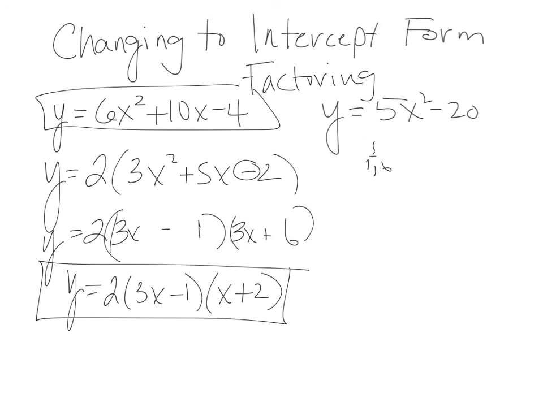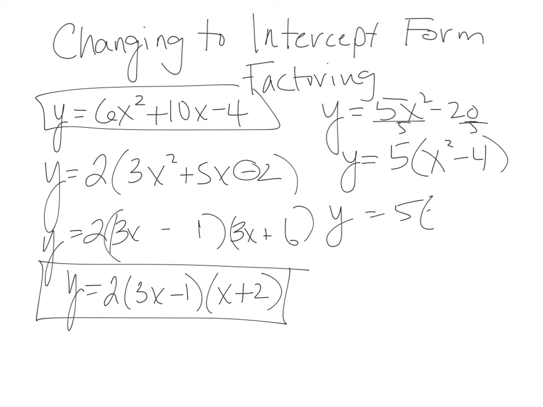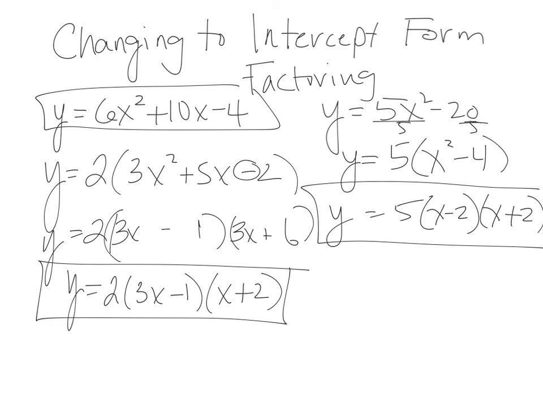All right. Now, what about this one here? Well, the first thing you could do here is pull out a greatest common factor, and that would leave you with x squared minus 4, if I divide both of these by 5, right? Oh, this is a difference of squares, isn't it? And that factors into (x - 2)(x + 2). There's my intercept form. All right, so it just takes a little practice, but you can convert to any form you want.